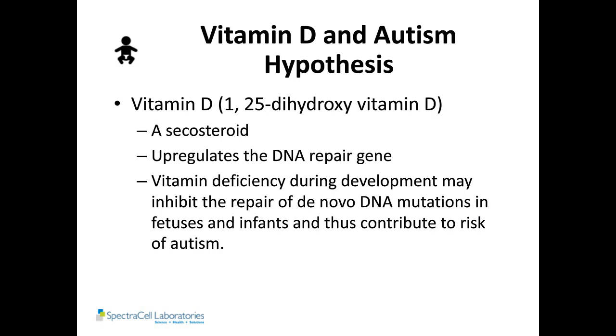So this is a little bit of information about vitamin D and autism hypothesis, and how one of the main things that we see is the upregulating of the DNA repair gene. That vitamin D may actually play a role in the repairing of DNA. So if we have DNA damage as the baby's being developed, this may be something that is going to help prevent that.